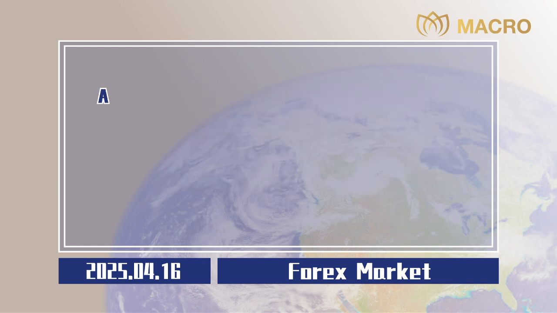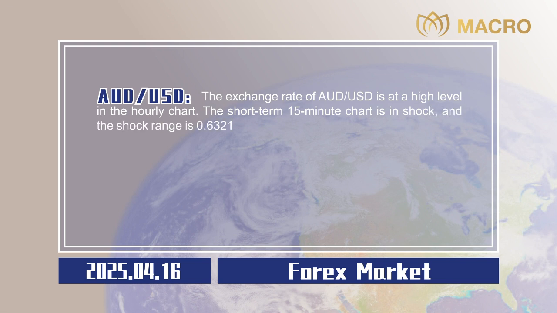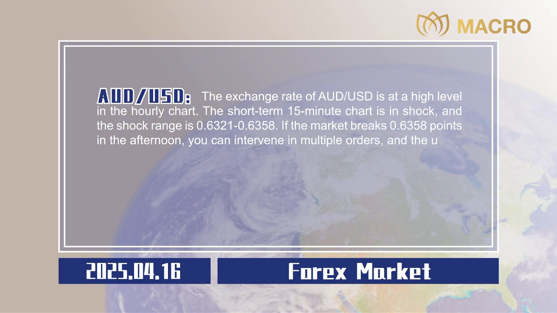Australian dollar to US dollar. The exchange rate of Australian dollar to US dollar is at a high level in the hourly chart. The short-term 15-minute chart is in shock, and the shock range is 0.6321 to 0.6358. If the market breaks 0.6358 points in the afternoon, you can intervene in multiple orders, and the upper target can be seen at 0.6420 to 0.6460.